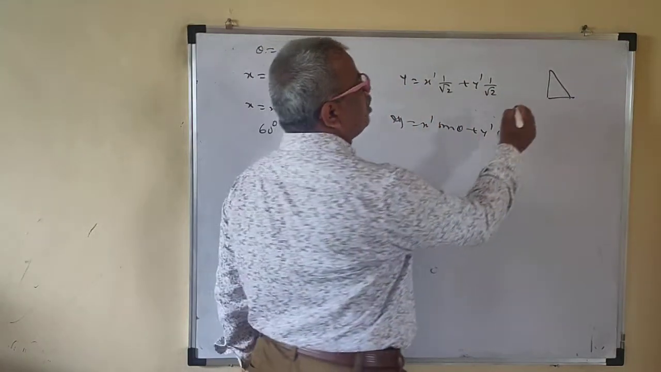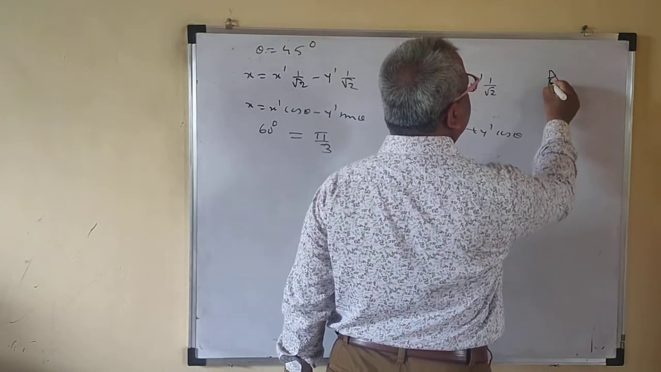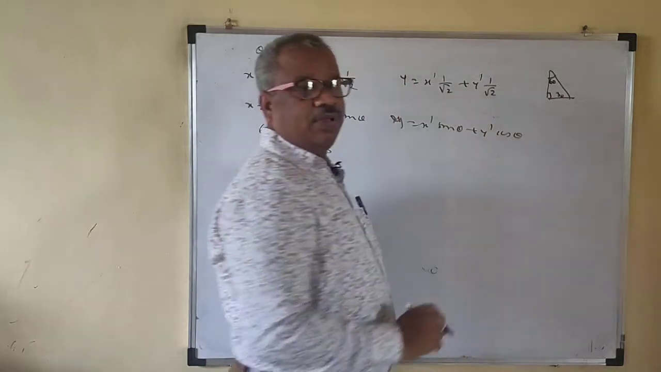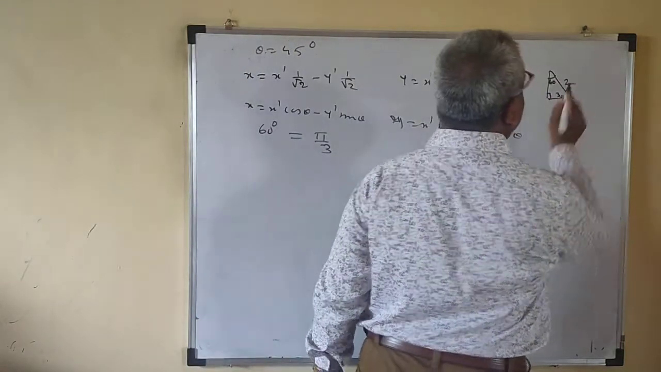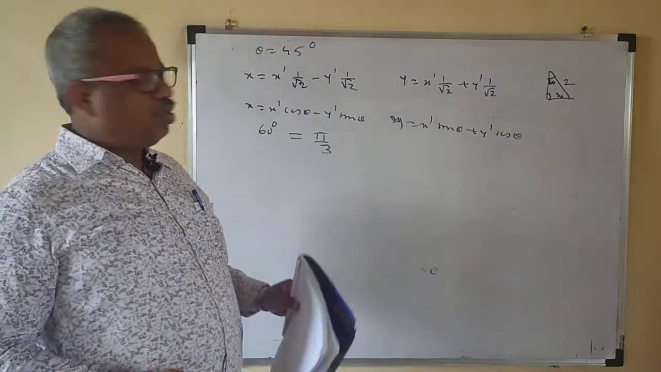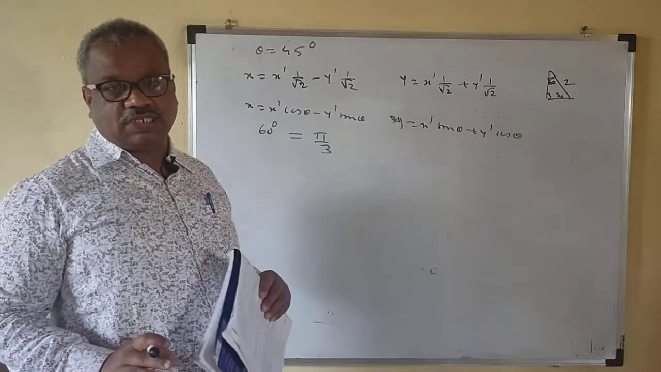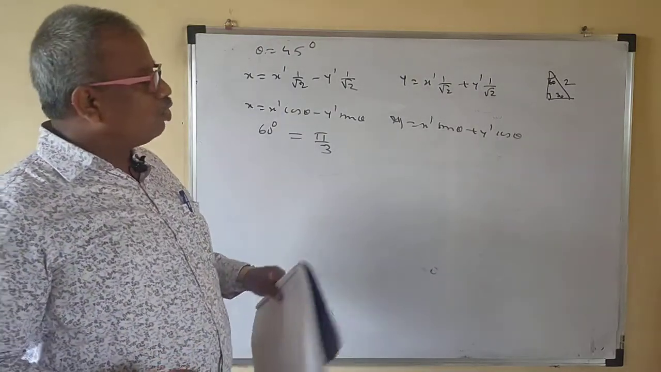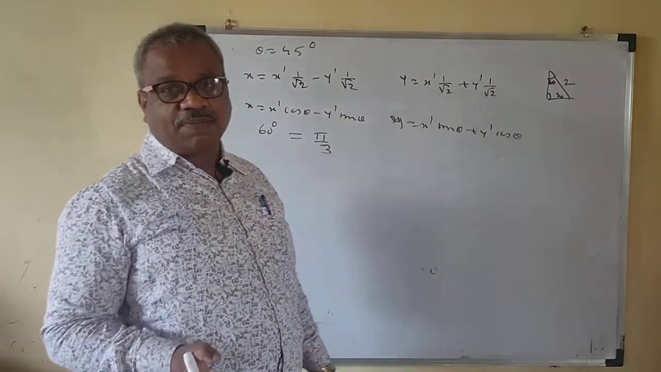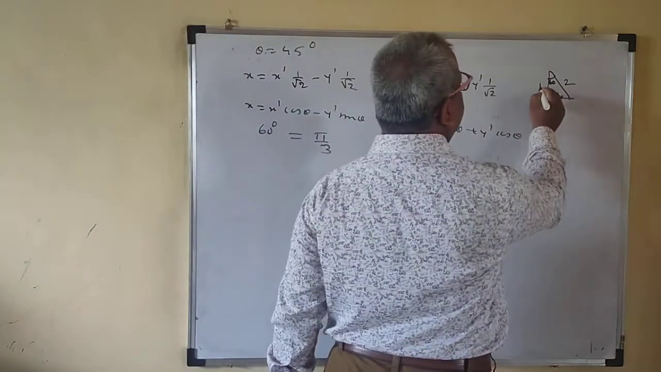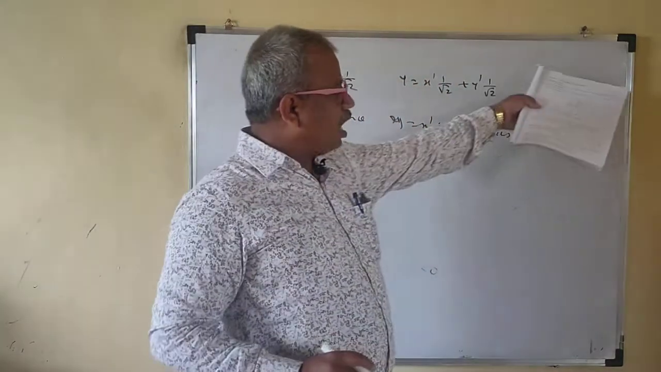Okay, suppose this is 30 degree, this is 60 degree, and this is 90 degree. So suppose this is 2 now. Just remember this triangle to evaluate the value of sin 60, cos 60, something like that. You know that the opposite side of the 30 degree angle is half of the hypotenuse. So this is 1. Okay, so this is the hypotenuse.